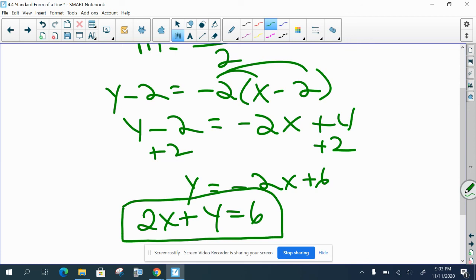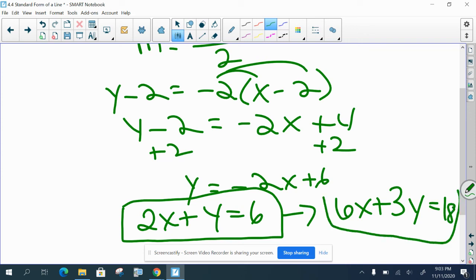However, the answer choice was an equivalent equation. So if you were to multiply everything by 3, you would get 6x plus 3y equals 18. So you might have been wondering, why isn't the equation here? Because it's the equivalent equation, all right?